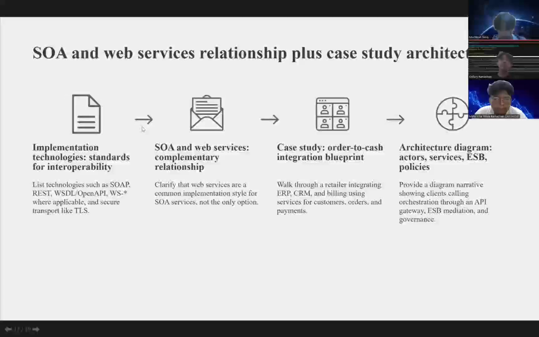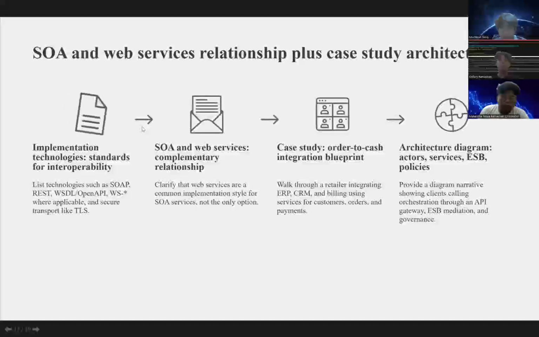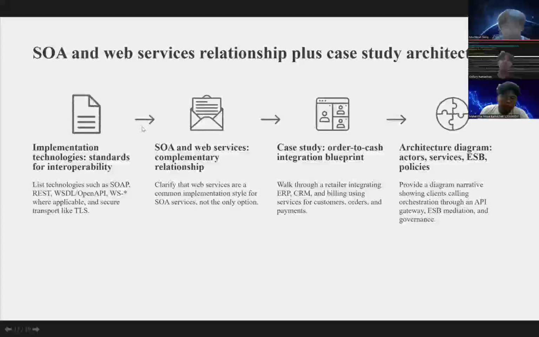And for the case study, order to cash process, consider a retail company integrating multiple systems. ERP manages inventory, CRM manages customer information, and the billing system handles payment. Using SOA, the systems communicate through reusable services, enabling seamless processing from customer order placement to final payment.